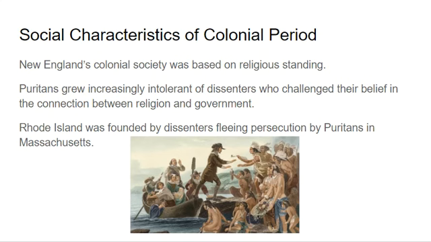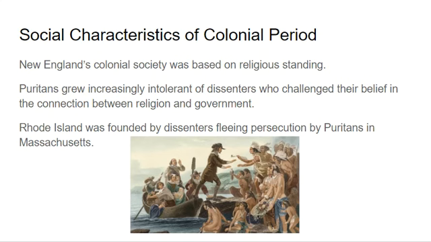And we'll be starting off talking about New England. New England's colonial society was based on religious standing, so it had to do with religion, and that was mainly Puritans. Puritans, it's a type of Christianity. Puritans were discriminated against in England. In England, you had to belong to the Church of England. If you were a different sect of Christianity, they didn't like you. You had to be Puritan.